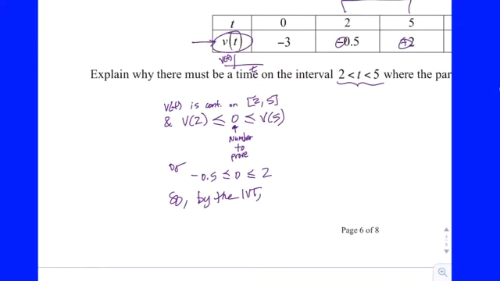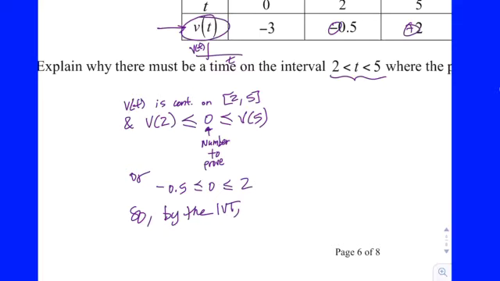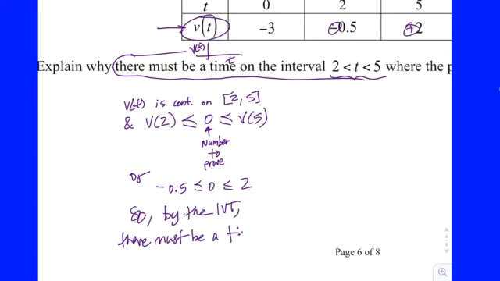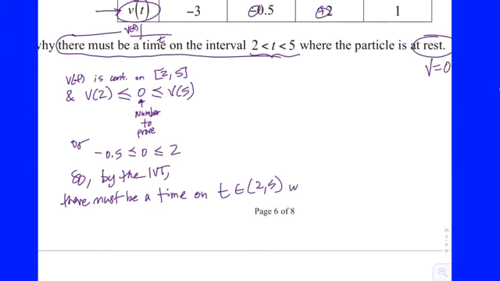and now all you have to do is reuse their words, which would be right in here, starting with there. By the IVT, there must be a time on the interval. You could write the interval like this if you want. T in [2, 5], where the particle is at rest. So you reuse their words to finish it off.